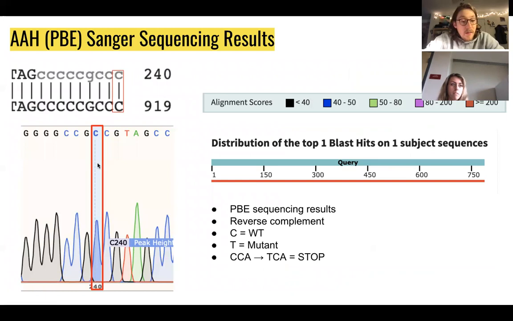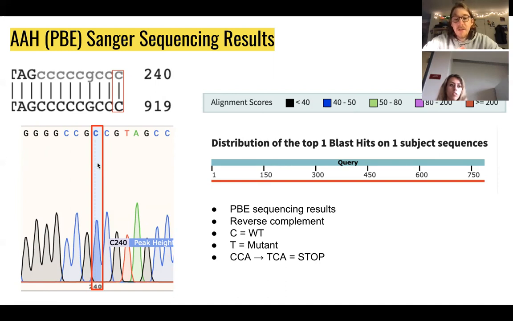Since we did not get the desired results from our PCR experiments, we had to analyze the Sanger sequencing results from group PBE, who had the same gene sequence as us. We had some difficulty locating their mutation, but we eventually found it on the reverse complement strand.